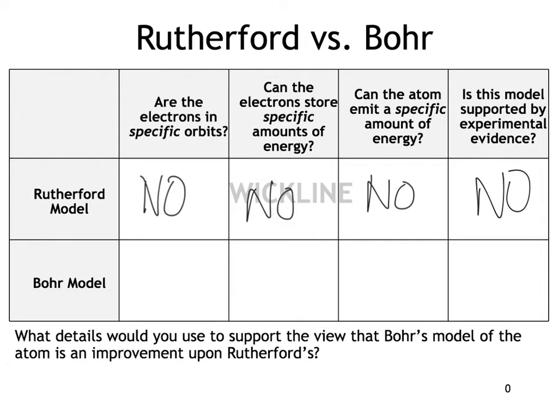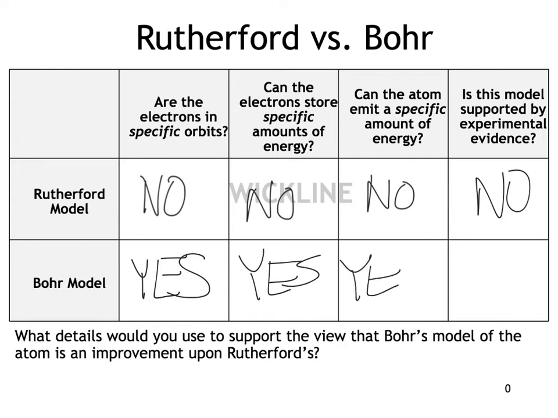What Bohr is going to do differently is he's going to say that electrons are in specific orbits. And that means that they also will be able to store specific amounts of energy, and then they would be able to release or emit specific amounts of energy. That also means that when you disturb them with energy or with electricity, and those electrons absorb energy, they're going to absorb specific amounts of energy and release specific amounts of energy, so it's going to be giving off this very particular color every time. That actually is what we do observe in experimental evidence. We see that elements do release the same color of light every time.